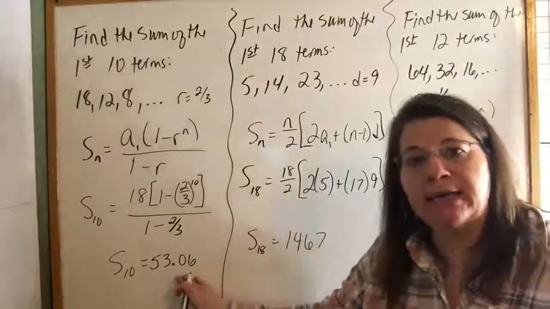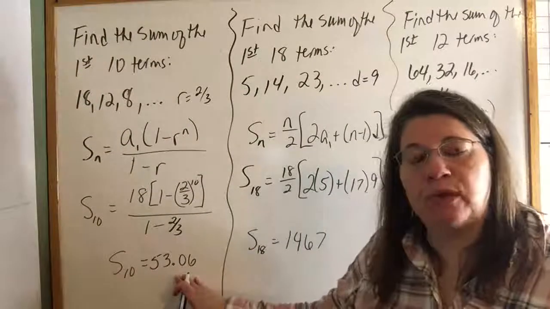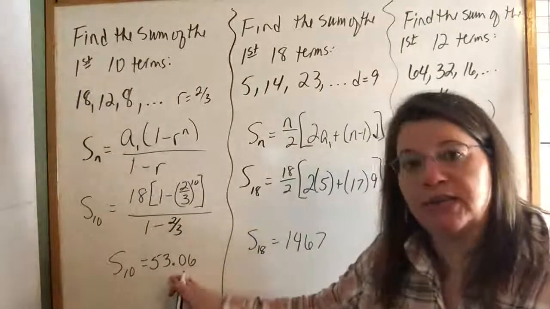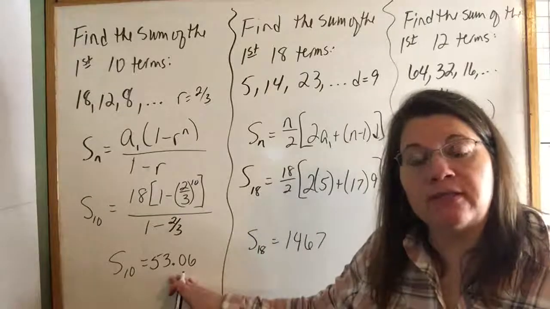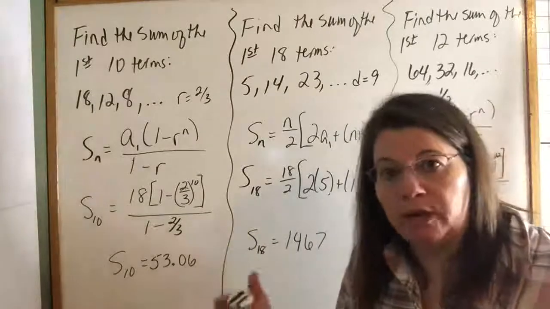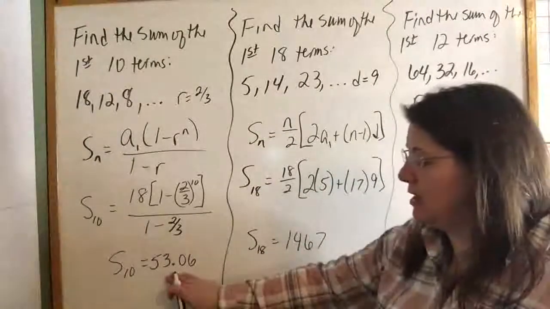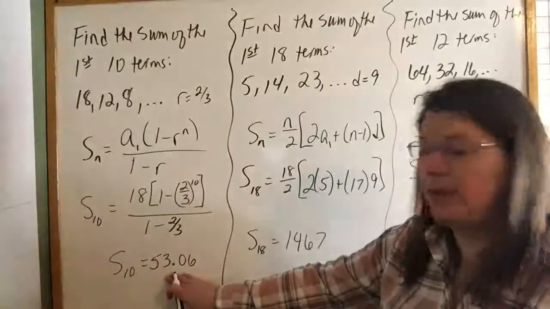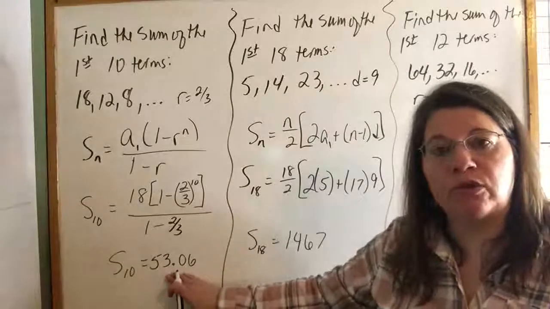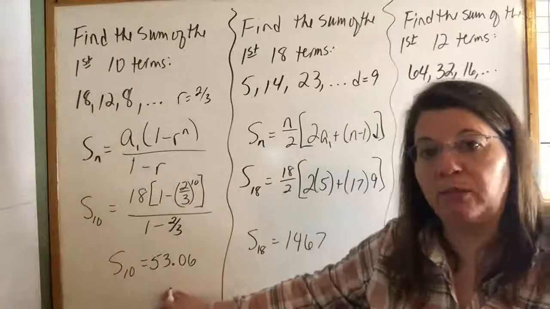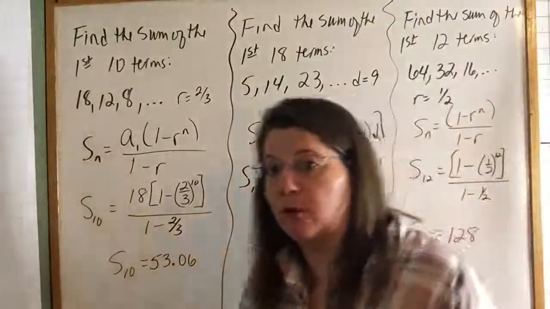Now, keep in mind, sometimes they may ask you to round your answer to the nearest integer. The nearest integer is the nearest whole number. It could be positive or negative to be an integer. So if I'm rounding this to the nearest integer, that would be 53. So just make sure you're reading the directions. It's very possible that they might want you to round that to the nearest whole number or nearest integer.